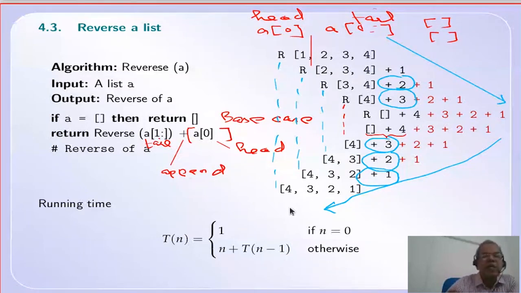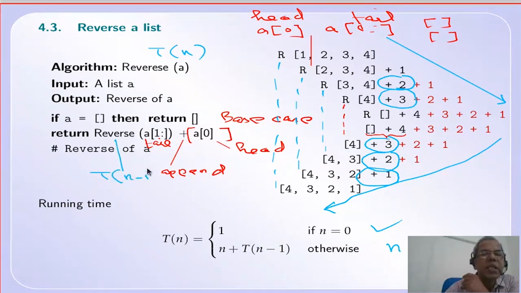Can we analyze the running time of the algorithm? T of n, T for time. If the size is n, for the base case, the input size is 0, it will take a constant time. That's all. We can never say 0 time, it will take a constant time. Otherwise, if n is greater than 0, the input size is just 1 less than the original size. Therefore, this is T of n minus 1.